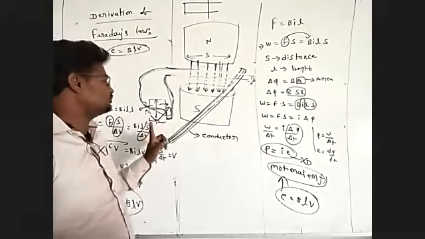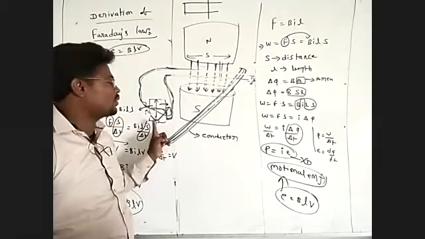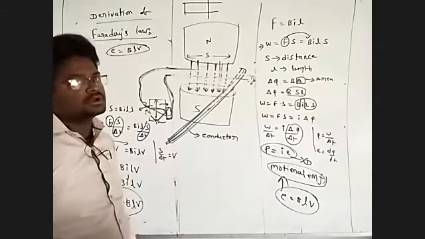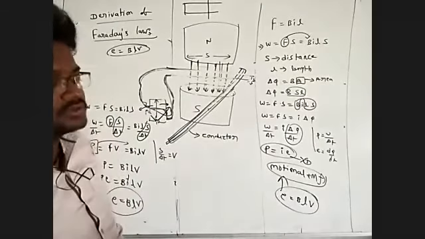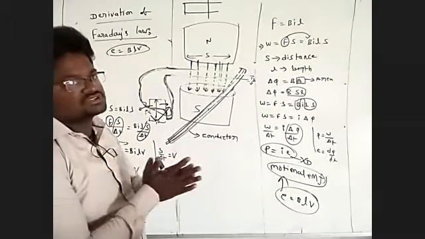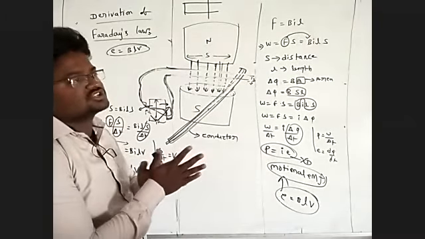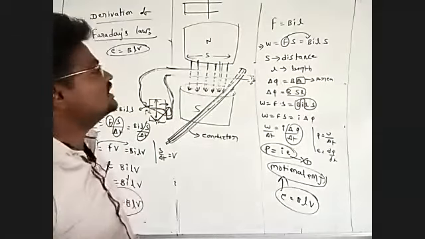But how do we know? The galvanometer has one pointer, and that pointer moves in one direction. When the pointer moves in one direction, it means current flows in the circuit. That is how we find out the current in the circuit.